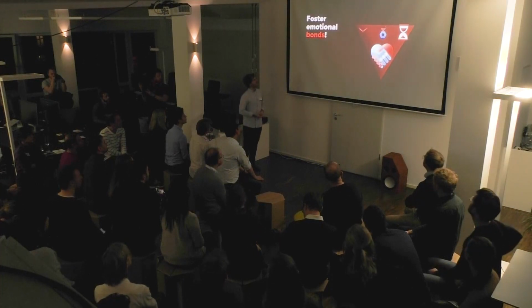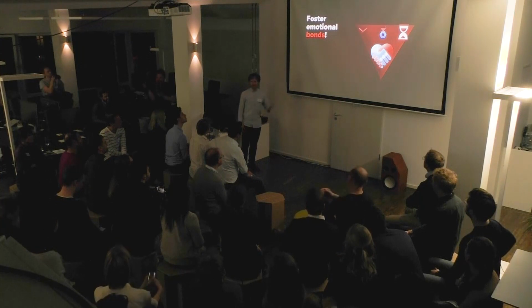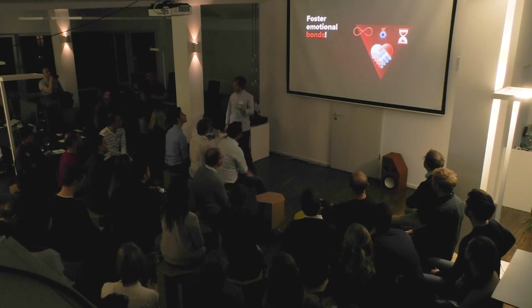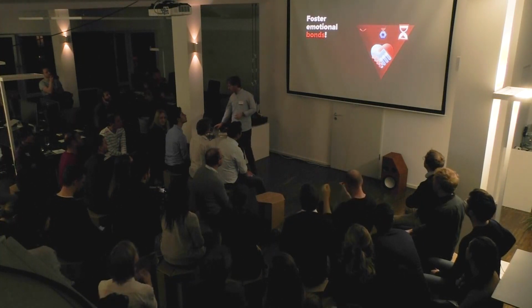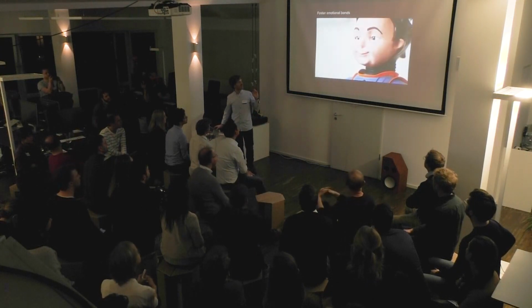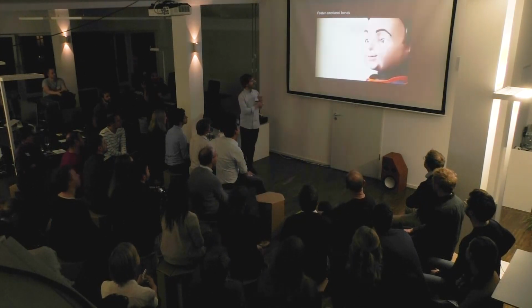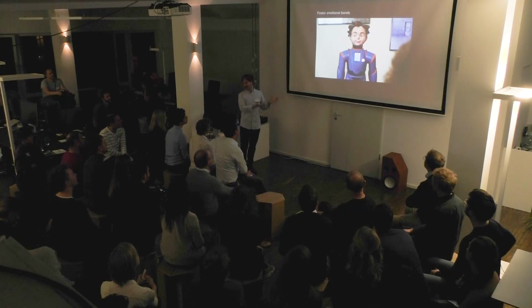And the last one, and then we have another half one, is fostering emotional bonds. So I think this is what everybody wants to do. And I'm going to show you one example that does that, even though it doesn't look like that. So this is RoboKind, a therapeutic robot. I think this example is from Australia, and this is pretty creepy, right?